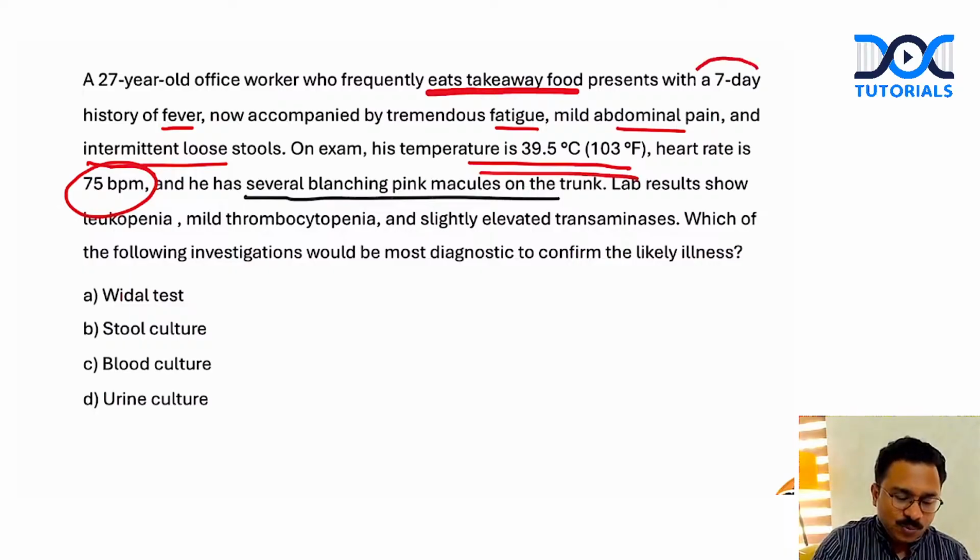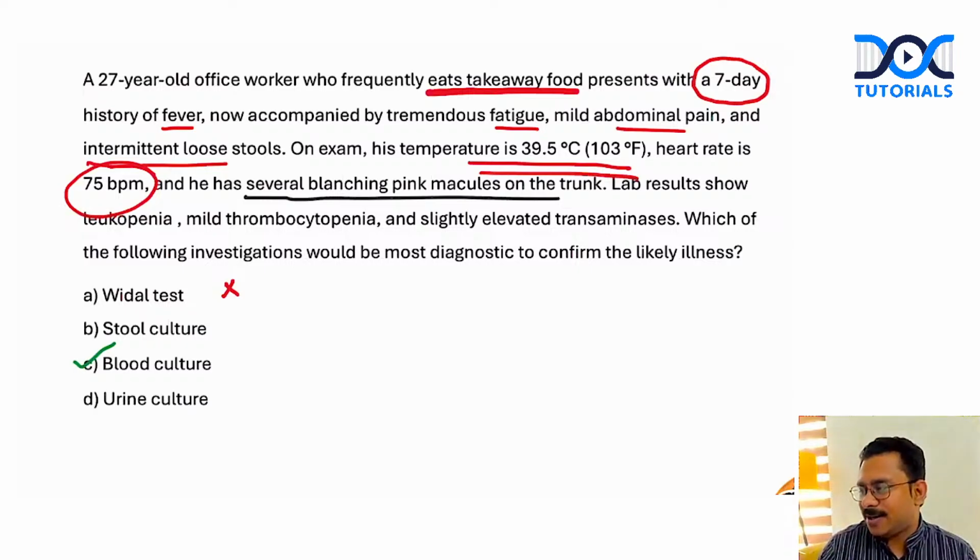Especially in the first week, patient presenting to you in the first week, what is going to be the gold standard? It is definitely the blood culture. Vidal test is not for the first week but the second week, but even in the second week nowadays Vidal test is considered to be more or less obsolete, not very specific, a lot of false positives, and hence I'm not going to go for that.